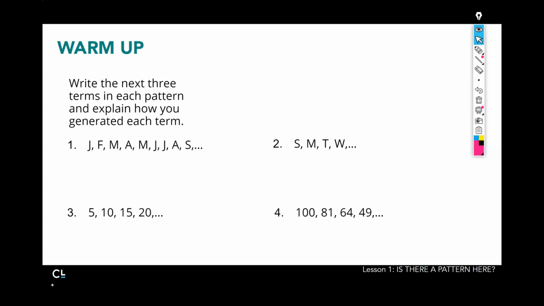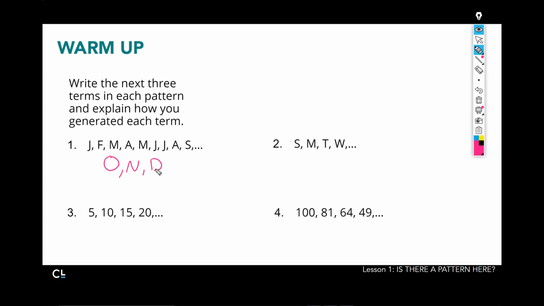Number 1. What do you think this pattern is? Do you notice? January, February, March, April, May, June, July, August, September. So we're going to have October, November, December to complete that pattern. They are the first letters of each month.